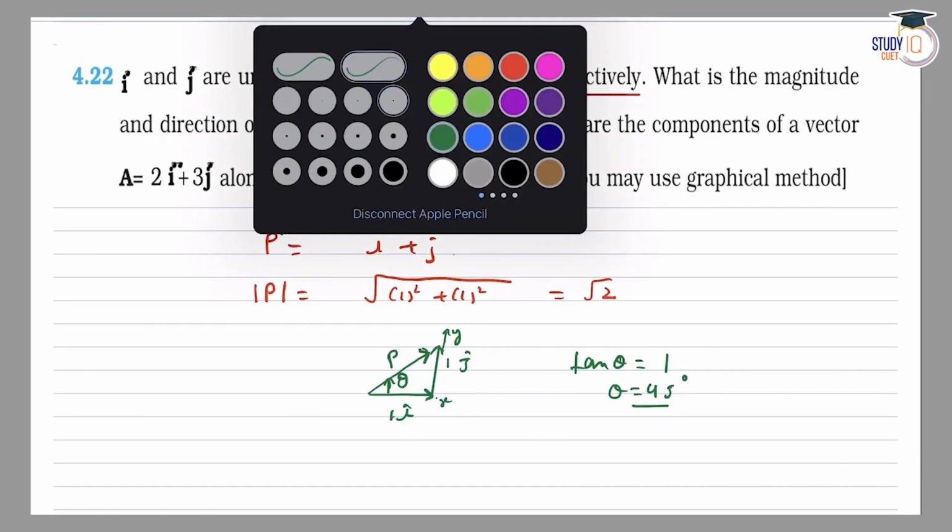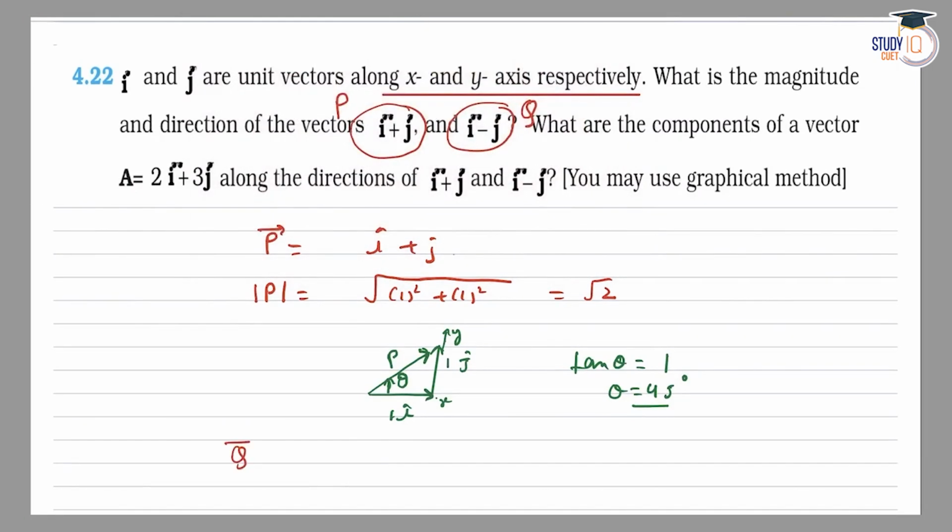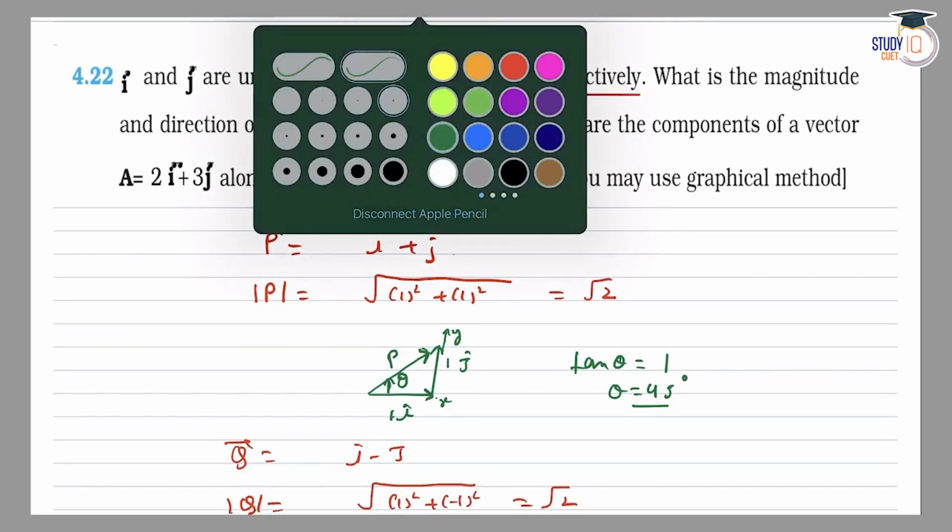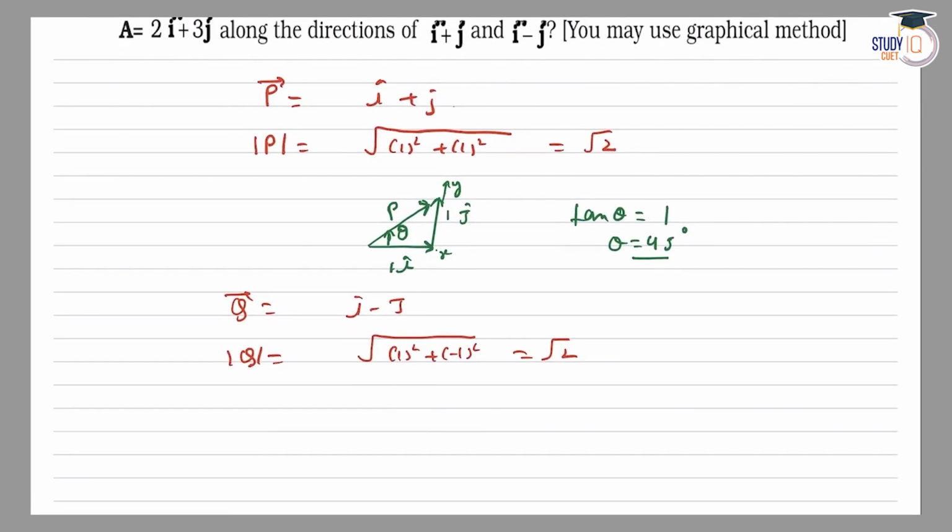Now move to vector q. Q vector is i minus j. So simply in this, the magnitude would be under root of 1 square plus minus 1 square, that comes out to be root 2. For direction, we will represent vector q graphically. Vector q is i minus j. So along x, this is 1i and along j it is minus 1j. Minus 1j means the direction is negative y direction, and from this is your resultant vector, which is the q vector.